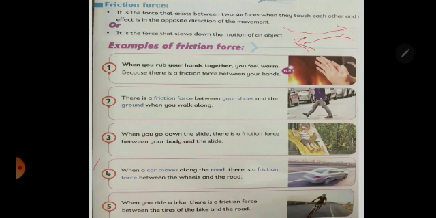Number 4, when the car moves along the road, there is a friction force between the wheels and the road. And also when you ride a bike, there is a friction force between the tire of the bike and the road.